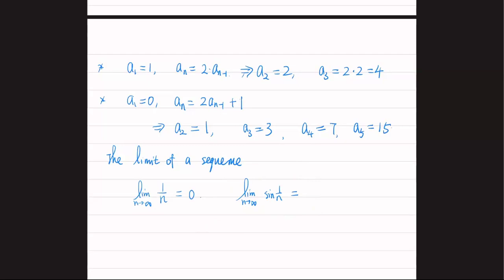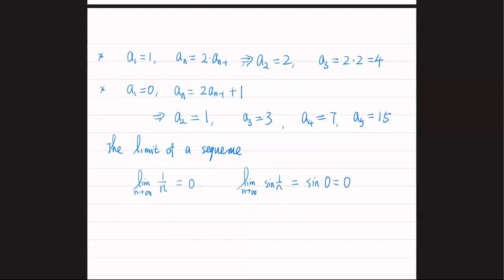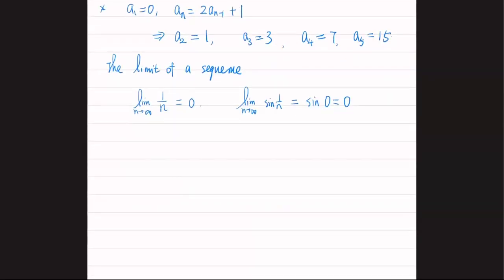Because when n increases, this becomes smaller and smaller and approaches 0. Yeah. Sine is a continuous function. So this goes to sine 0. So just 0. Okay, so this is a very important property of sequences.